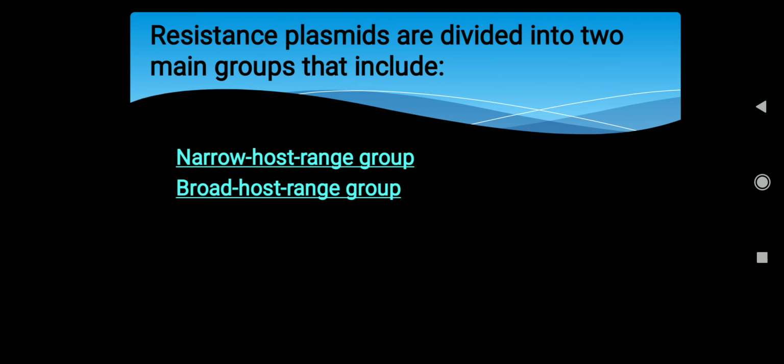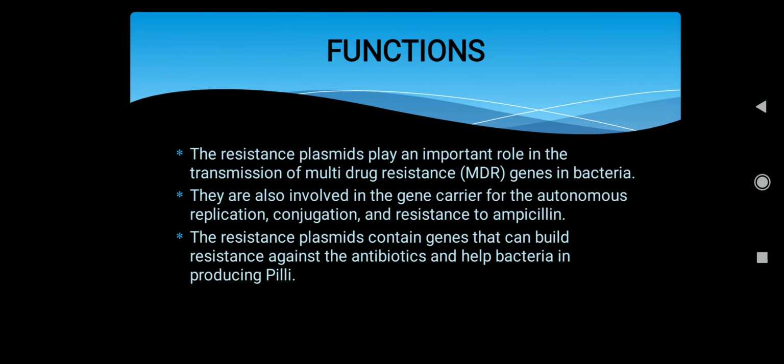It can be a broad host range group also. Broad host range means they can be transferred from one bacterial species to a different type of bacterial species. So it can be easily transferred from one species of bacteria to another species of bacteria. That is why it is called broad host range. Narrow means the host range is narrow, only in one bacterial species it can be transferred. Broad host range means the host range is very broad, so it can be transferred from one bacterial species to different bacterial species. That is about the broad host range group.